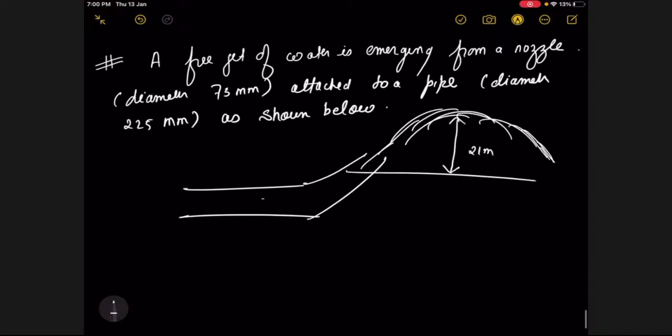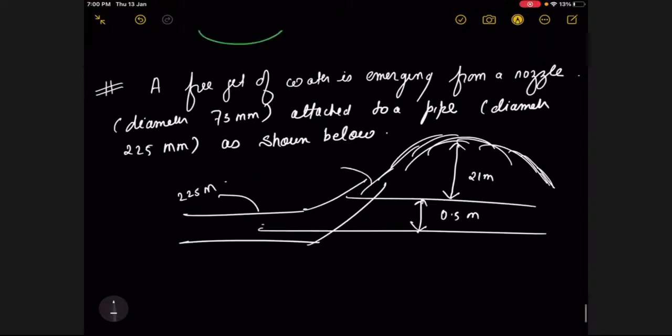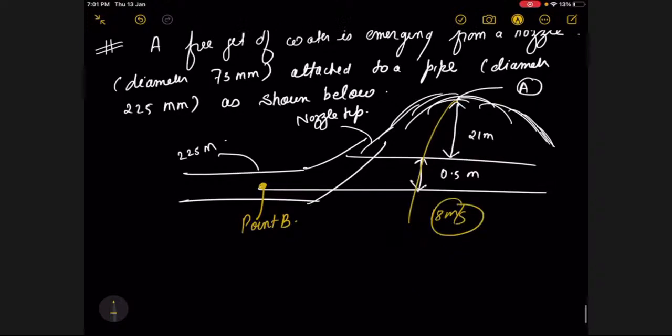21 meter is this, and this is the length of 0.5 meter. Here the pipe diameter is 225 mm. This is the nozzle tip. So this is point A, and this is point B. The velocity is given at point A, that is 18 meter per second. So we have to calculate this velocity, the velocity at the nozzle, you can say.